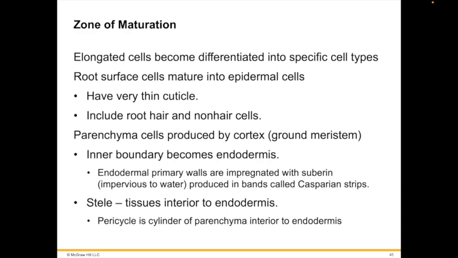All the tissues inside the endodermis are collectively referred to as the stele. Immediately adjacent to the interior of the endodermis is a cylinder of parenchyma cells known as the pericycle. The pericycle cells divide even after they mature. They can give rise to lateral roots, or in dicots or eudicots, to two lateral meristems, the vascular cambium and cork cambium.